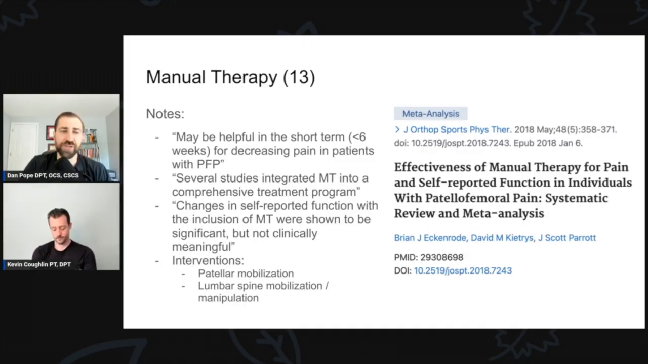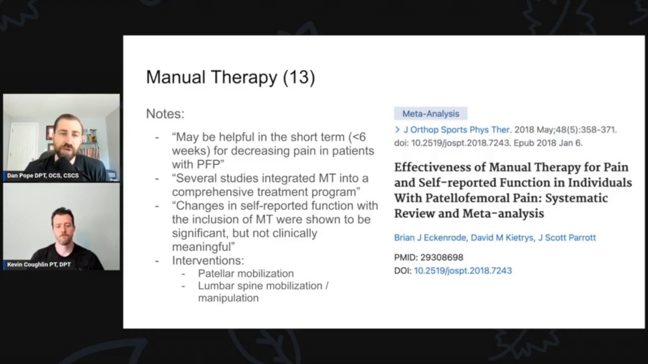But what does the research say about manual therapies for patellofemoral pain? Generally, what I found, and this is actually pretty well studied, there's a lot of research on manual therapy for the patellofemoral joint, although it's not the highest quality, but I was surprised to see so much, is that it may be helpful in the short term, less than 6 weeks, for decreasing pain in patients with patellofemoral pain. There are several studies integrating manual therapy into a comprehensive treatment program, showing a positive effect. Changes in self-reported function with the inclusion of manual therapy were shown to be significant, but not clinically meaningful.